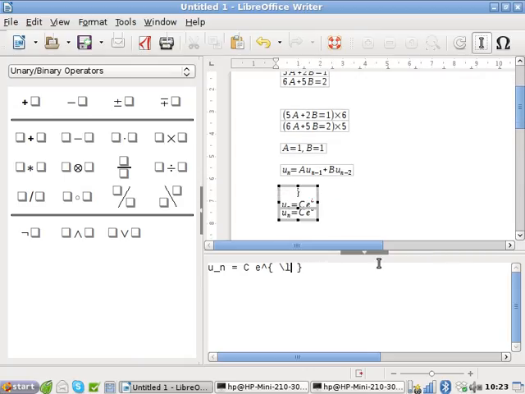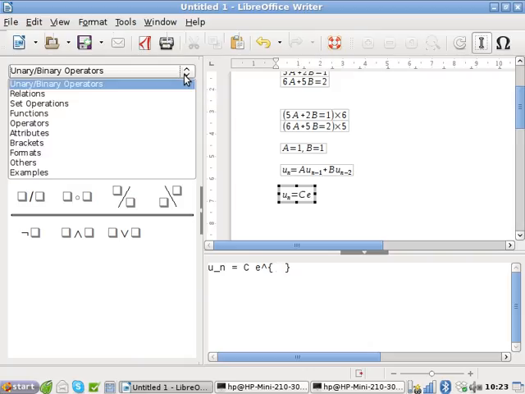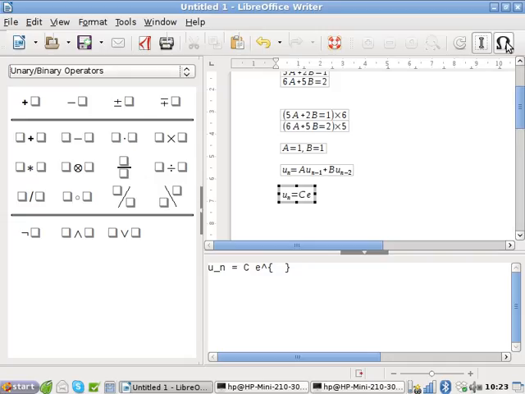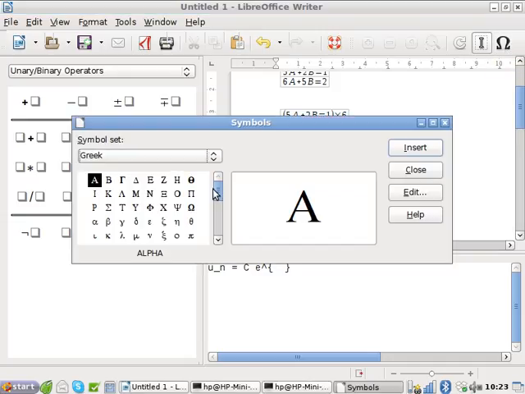How do I get my lambda? I'm trying to remember how to make the lambda. No, that's not it. Let's try lambda. Oh, here it is. Sorry, these are the symbols here. Let's scroll down and find lambda. Percent lambda, that's what it was.